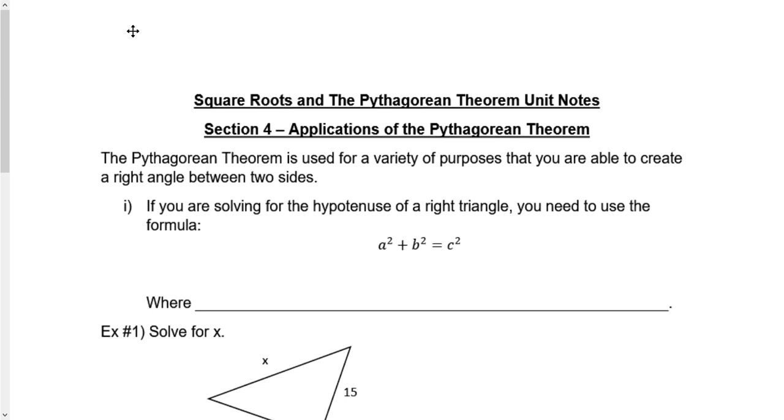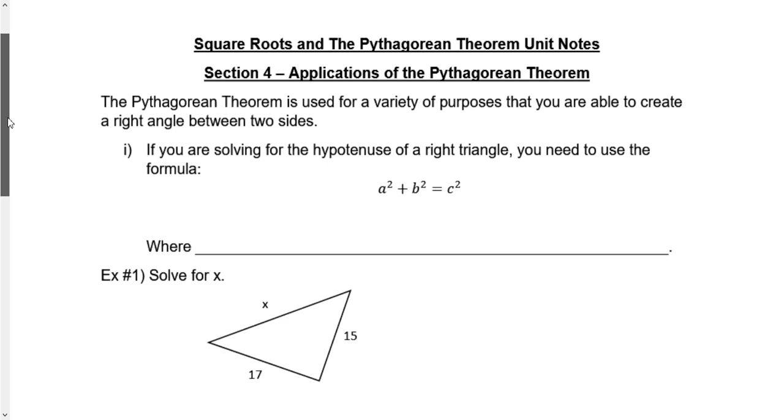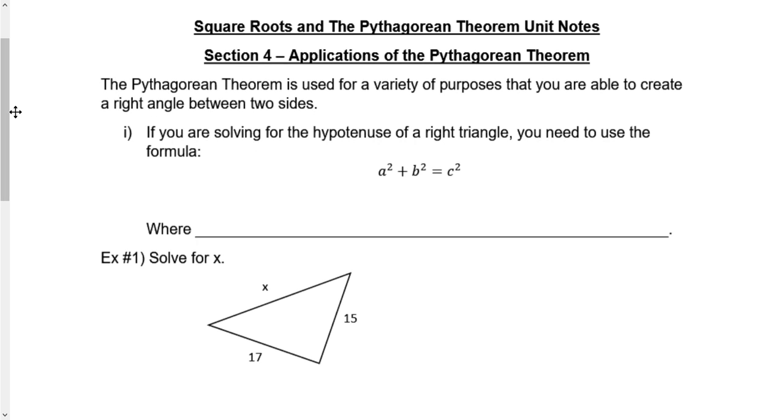Now that you've had a little bit of practice with just the Pythagorean theorem with just numbers, we're going to talk about a little bit further application to the Pythagorean theorem. Now, before we talk about the application, let's do a little review. So again, Pythagorean theorem can be used for a variety of purposes as long as you're able to create a right angle between two sides.